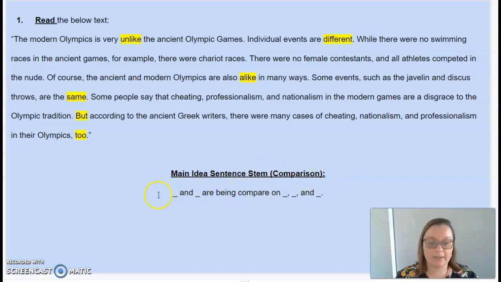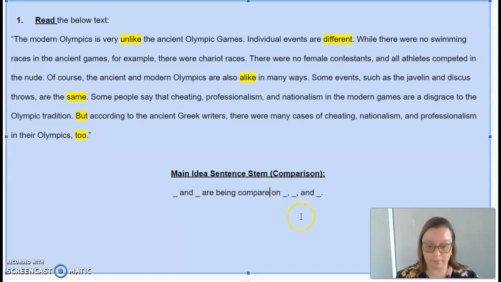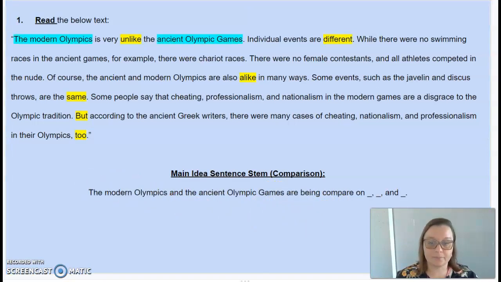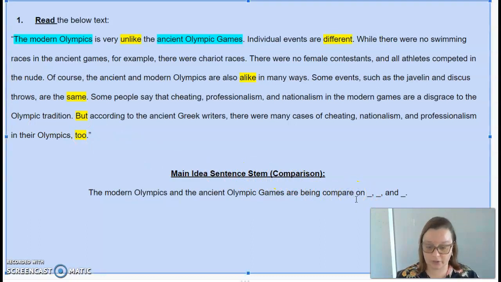And so the sentence stem you should have used to respond to this and to create your main idea statement is: blank and blank are being compared on blank, blank, and blank. So let's work on completing this sentence stem. So the very first thing we need to figure out is which two things are being compared. And we see that in the very first sentence here. The modern Olympics is very unlike the ancient Olympic Games. Next, we're going to figure out what they are being compared on.